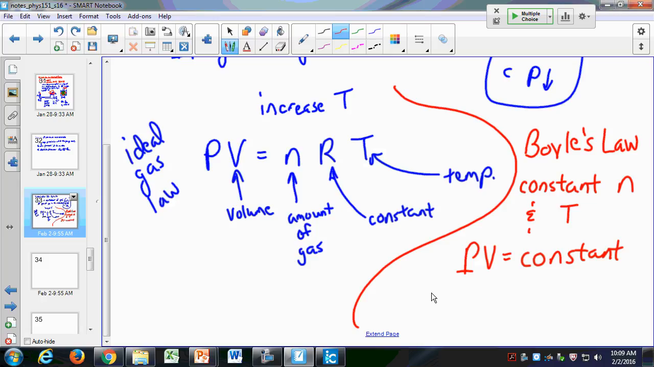If I change the volume of something, like if I increase the volume, what happens to the pressure? If V goes up, what has to happen to P? It has to go down. And if V goes down, what happens to P? It goes up. So imagine that you're breathing.